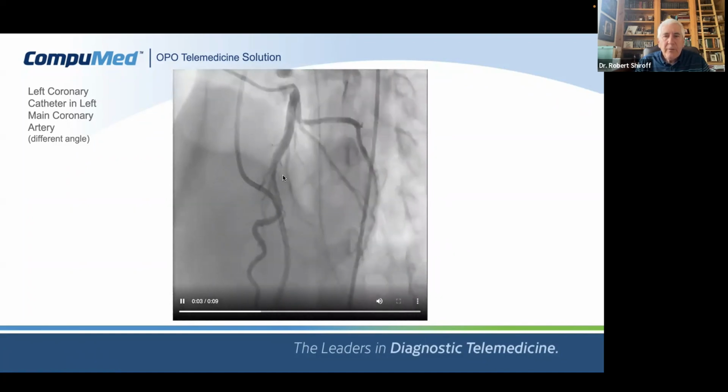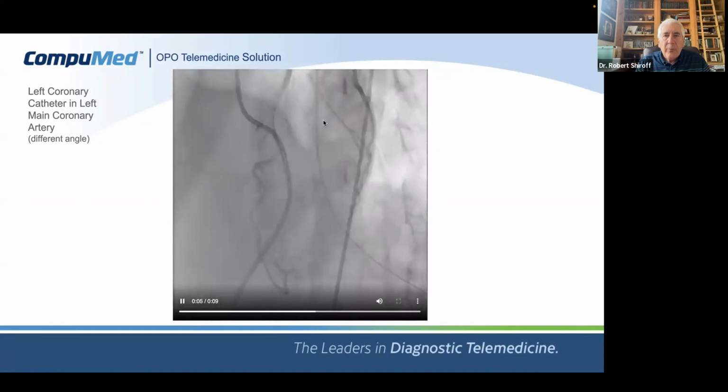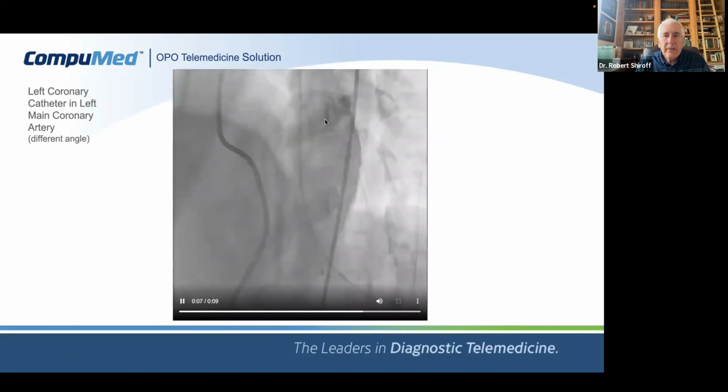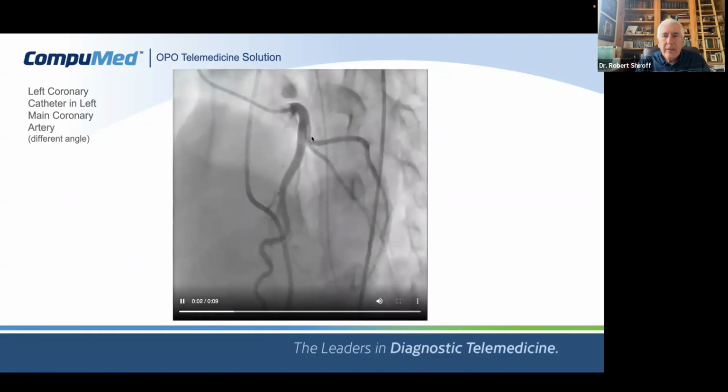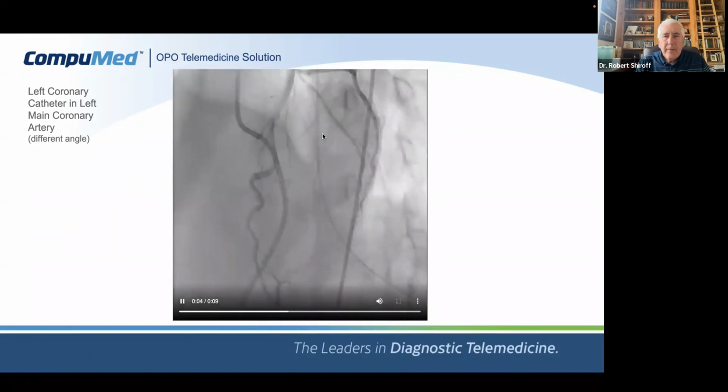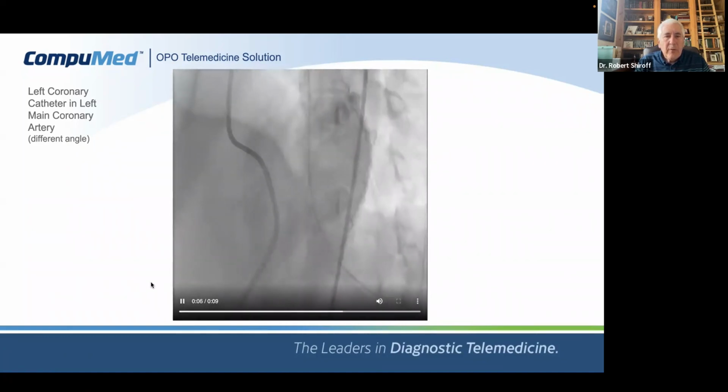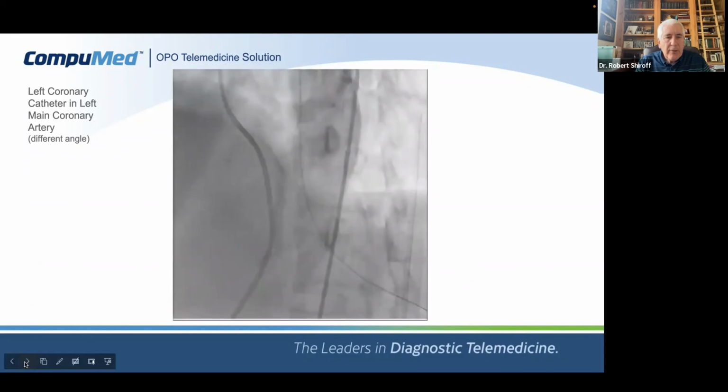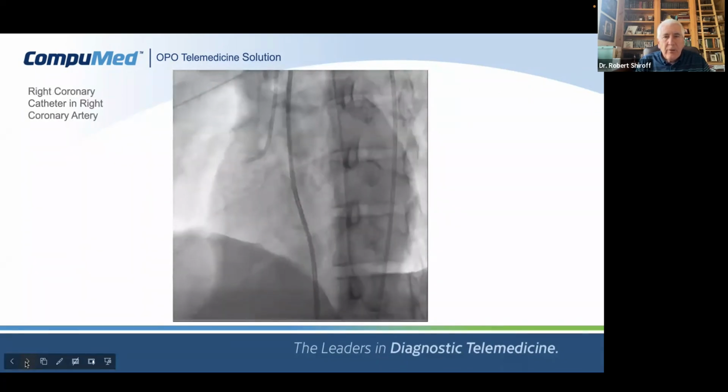Here's the LAD now, in a much different view. And there's a diagonal branch coming off the left anterior descending, right here. This is a normal angiogram from an OPO. This is a right coronary artery.